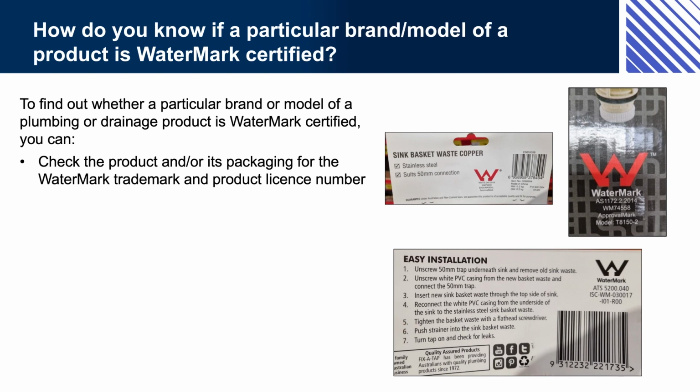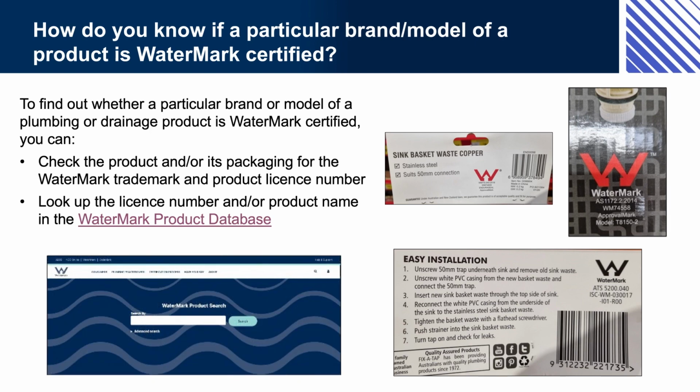However, sometimes a product is installed already or has become separated from its packaging, so you can't check the logo or license number on the product packaging. In these cases, you could use the WaterMark product database to check for current licensing information. Similarly, if you are not sure whether an older product is currently licensed, you can check the database to see.